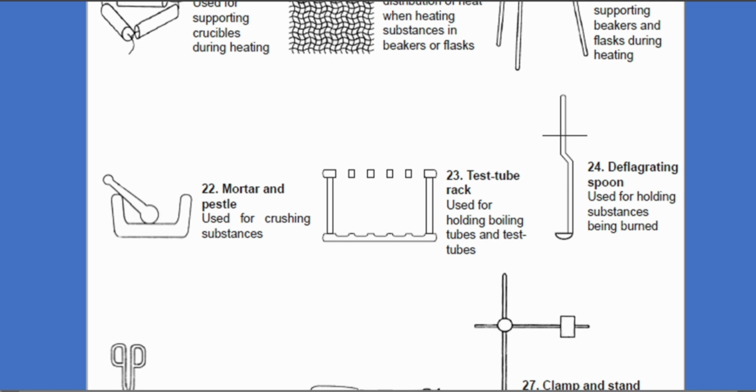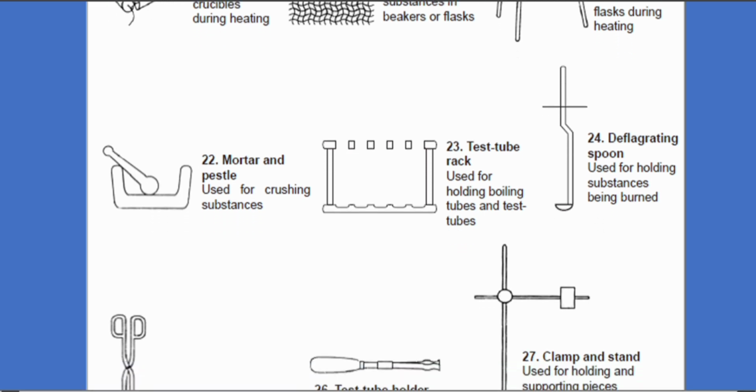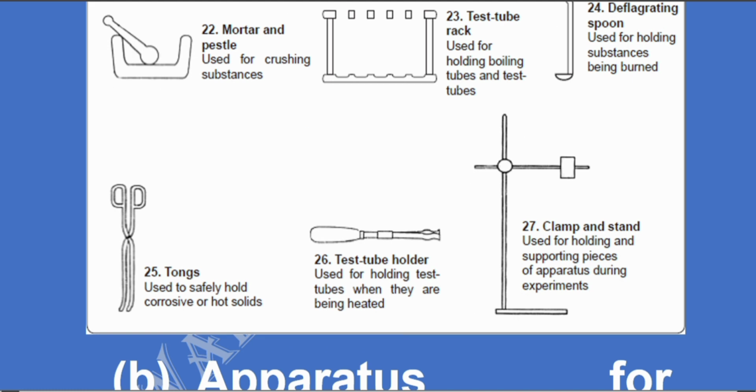We have the test tube rack, used for holding boiling tubes and test tubes. Then the deflagrating spoon is used for holding substances being burnt. For example, if you are burning a solid, you just place it on a deflagrating spoon. You have tongs, used to safely hold corrosive substances or hot solids. So if you are heating and you want to hold a hot solid, you use tongs, or if the substance that you want to pick is corrosive, you use a pair of tongs.